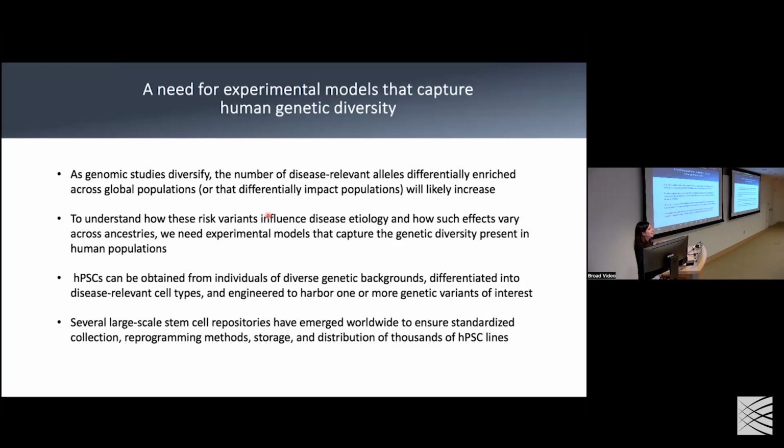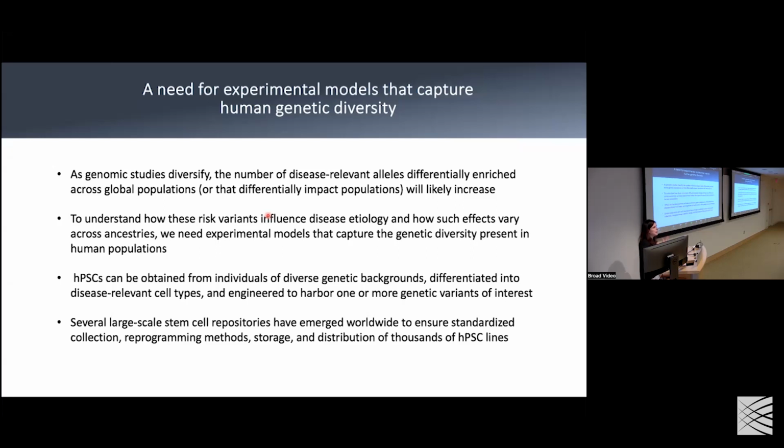So as these genomic studies diversify, there will be many more alleles that are differentially enriched in different populations. And there is then a need to have experimental models that can capture all of these risk variants and enable us to understand how they affect human traits and disorders. And as Lindy mentioned, human pluripotent stem cells can be obtained from many different people in any one geographical location, and they can be differentiated into disease-relevant cell types, and they can even be further engineered to harbor one or more genetic variants of interest.